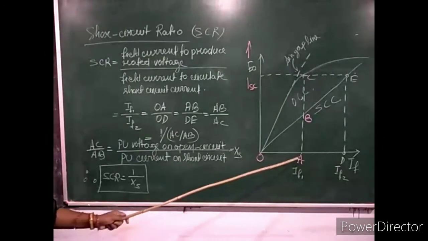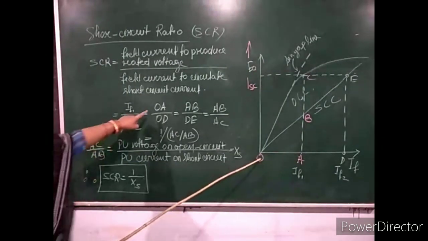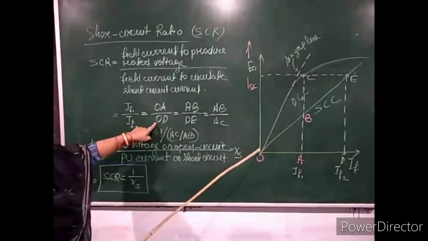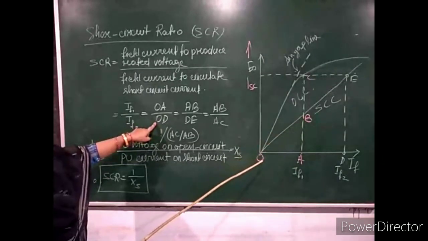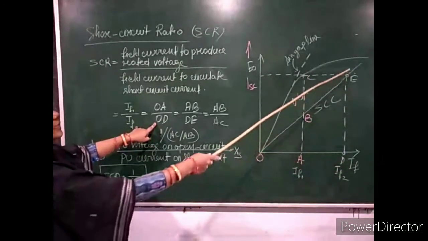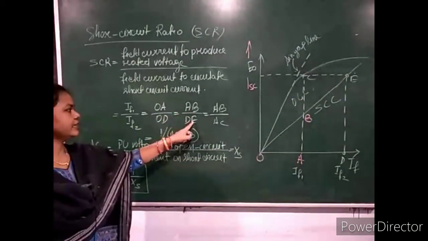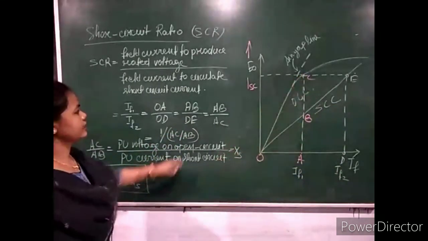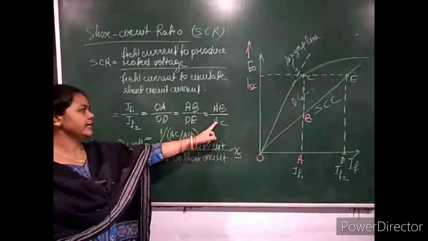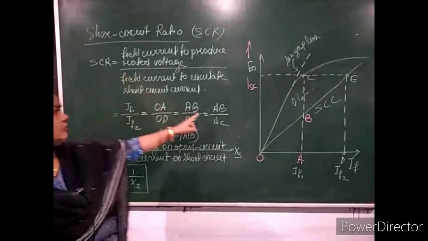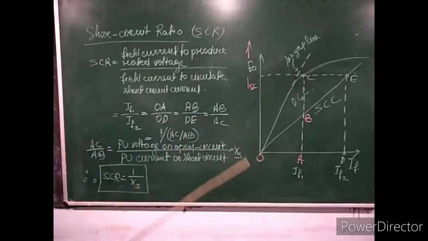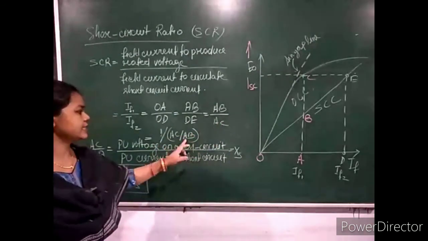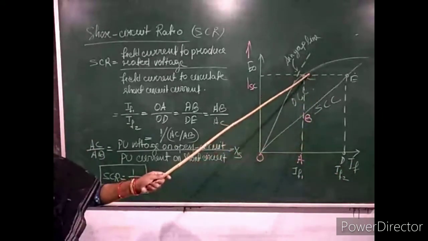From this curve, IF1 is OA divided by IF2 which is OD, or you may write in place of OA it is AB, and in place of OD it is DE, so AB by DE, and D is equal to AC. So in place of DE you may write AC. So hence the short circuit ratio is equal to AB by AC, or you may write this equation as 1 by AC by AB.